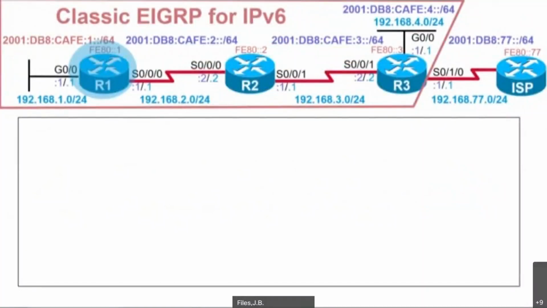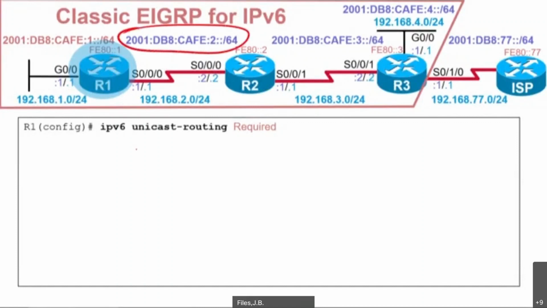Now, to configure IPv6 for R1, we have to turn it into a router by saying ipv6 unicast-routing. Now, this is on by default for IPv4, but it's not on by default for IPv6. You can assign an IPv6 address to an interface without this, but it's not going to route. It's going to be like a host.